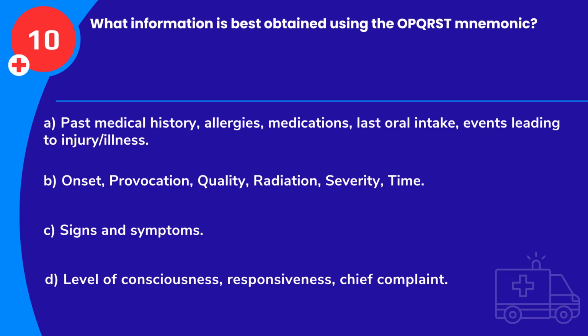Question 10. What information is best obtained using the OPQRST mnemonic? A. Past medical history, allergies, medications, last oral intake, events leading to injury/illness. B. Onset, provocation, quality, radiation, severity, time. C. Signs and symptoms. D. Level of consciousness, responsiveness, chief complaint.